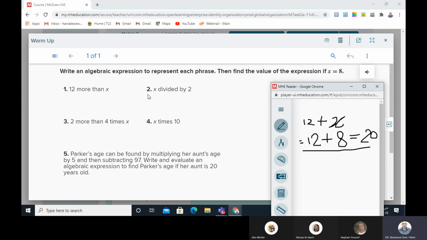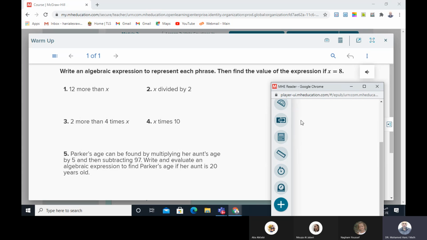Right. The second exercise we have here, x divided by 2. Who can tell me what is the expression here? Sir, 8 divided by 2. Great. The first step, the expression will be x divided by 2. This is the expression. Now the value of this expression, if x equals 8: put the value of x equal 8, substitution, 8 divided by 2 equals 4.